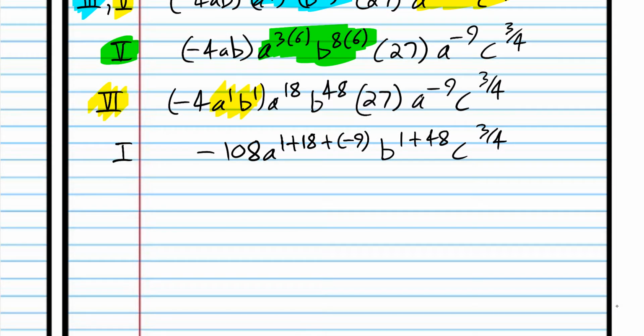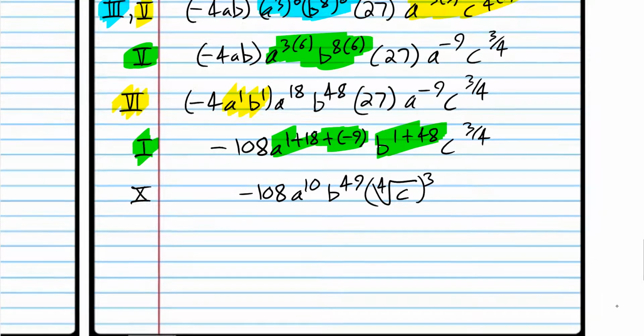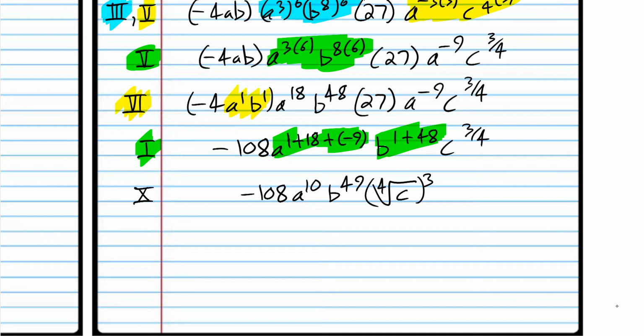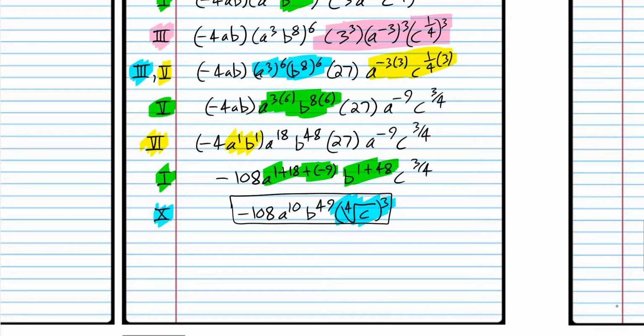Okay, so we use rule number 1 here and also here. Okay, so simplifying, we have -108, a to the 10th, b to the 49th, and we can also use rule number 10, and that becomes the 4th root of c, all raised to the 3rd power. And actually, I think that's it. And that rule 10 was here. Alright, so if you got that answer, good job.